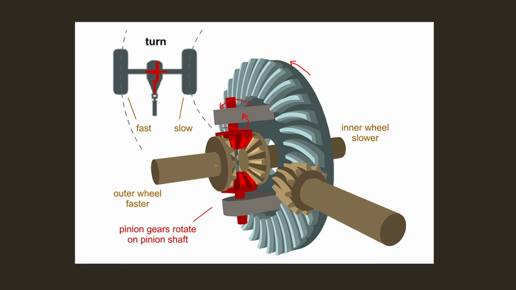Then there will be two shafts, one shaft given to one of the rear wheels, that is the outer rear wheel, and another shaft given to the inner rear wheel. So this shaft is called a half shaft, and this is another half shaft. At the end of each half shaft, a small gear is mounted. That gear is meshed with the pinion gears of this casing.